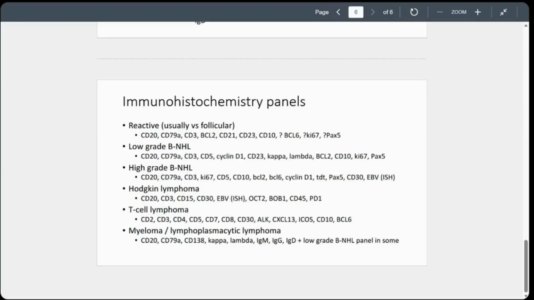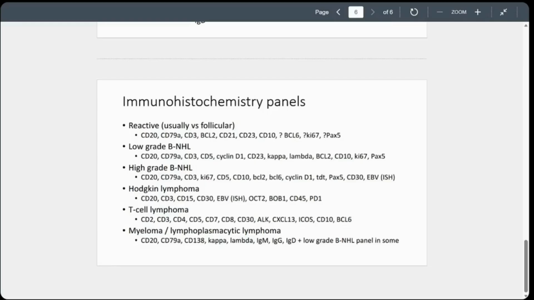For low grades, you have to distinguish follicular, mantle, CLL, lymphoplasmacytic. So CD20, CD79a, CD3, CD5 for mantle and CLL, cyclin D1. CD23, particularly in marrows, might often be negative in CLL. Sometimes we use LEF1 and SOX11 and LEF1 to distinguish mantle cell versus CLL.